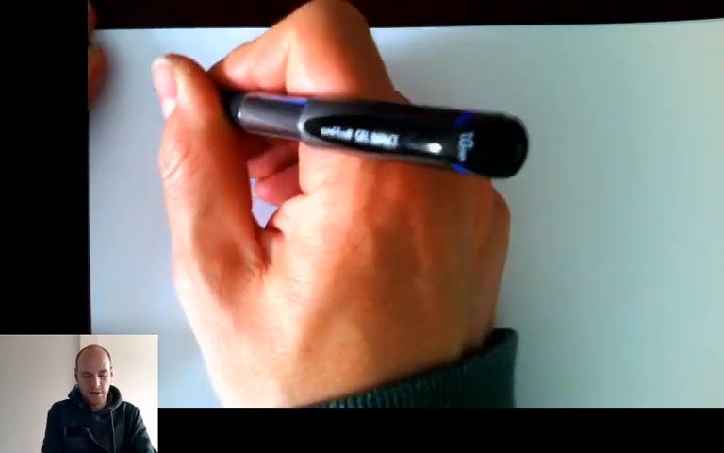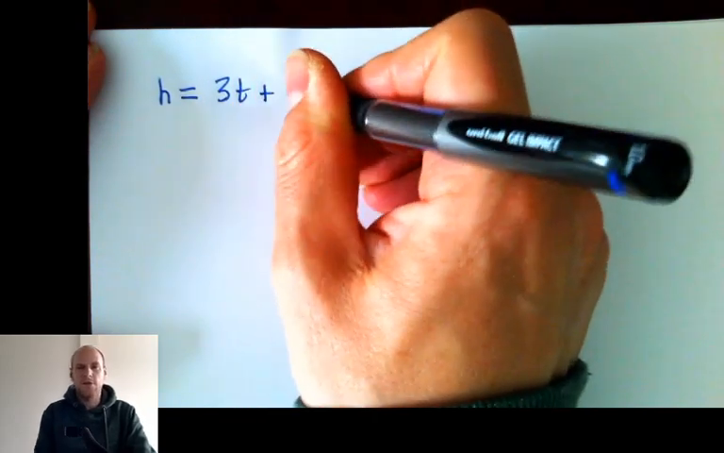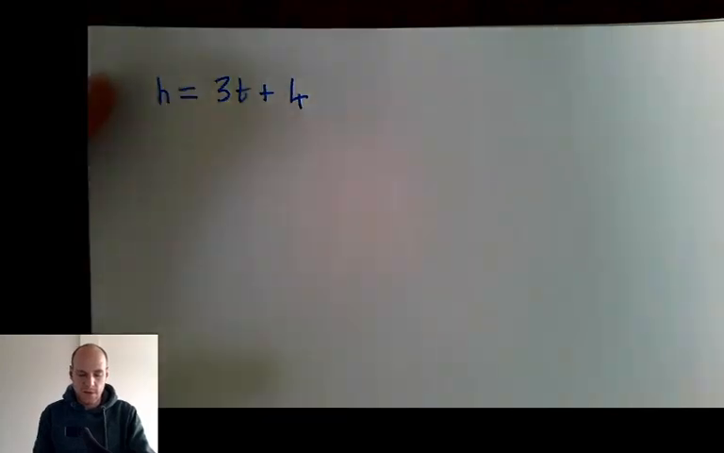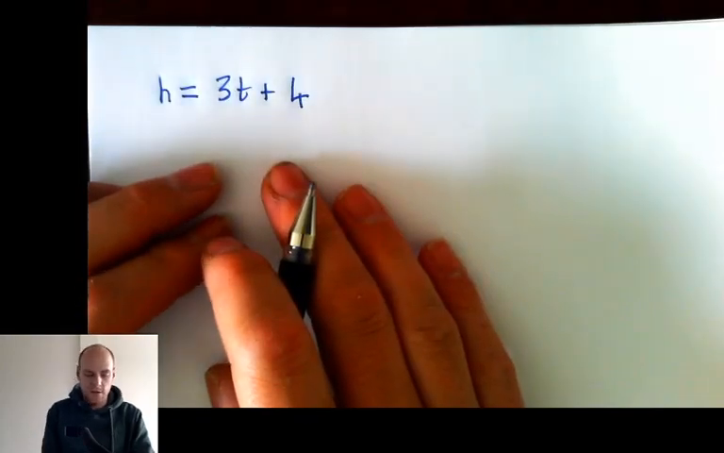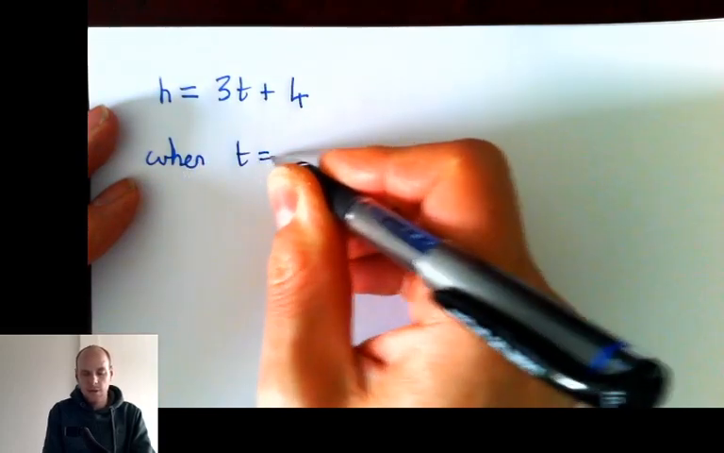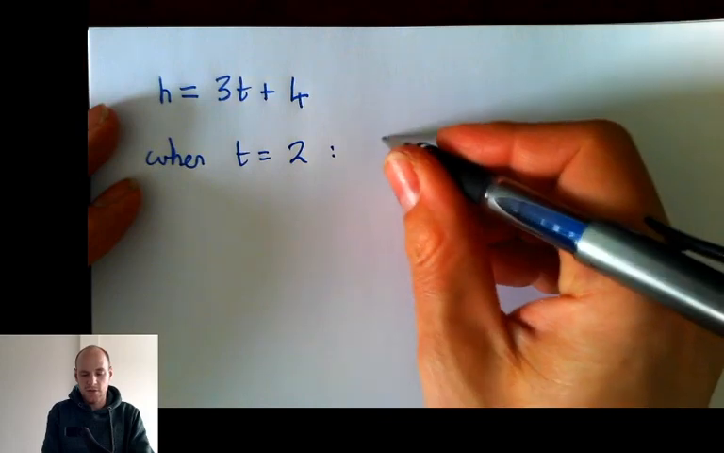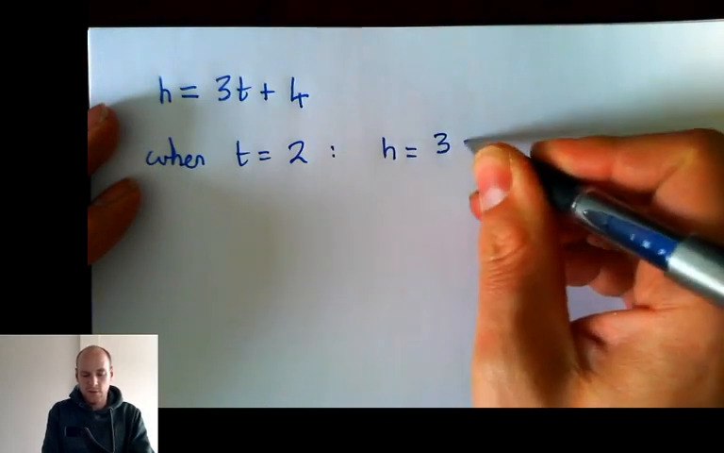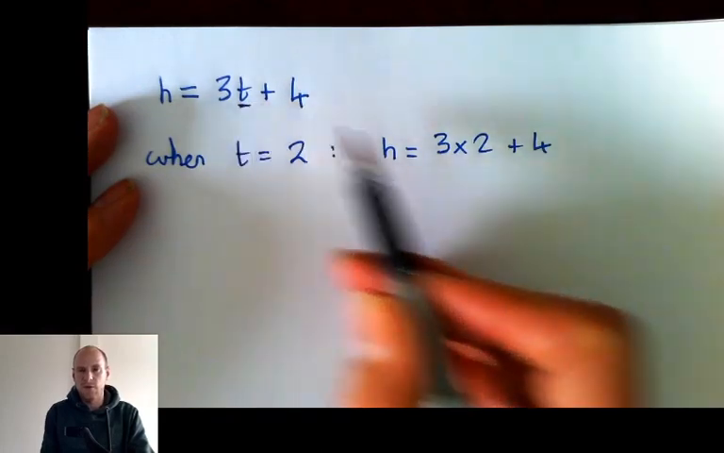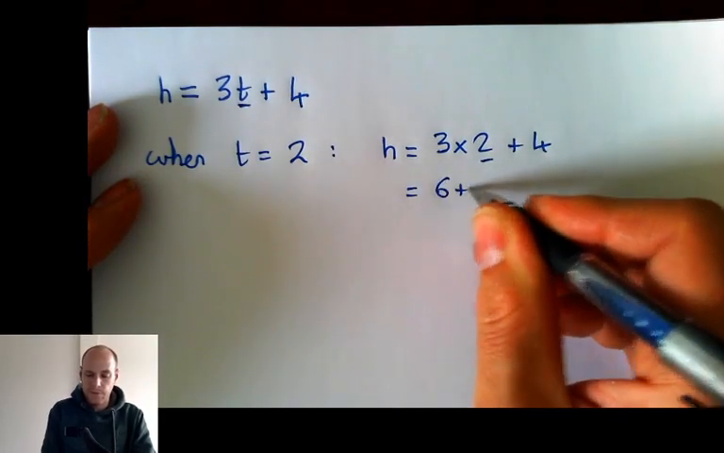So h is equal to 3t plus 4. Now that's already pretty difficult. So what we're going to do now is substitute some different values in. So we're going to say when t equals 2, h is equal to 3 times 2 plus 4. So what you can see I've done is I've replaced t with 2. So that is 6 plus 4, so that's 10.